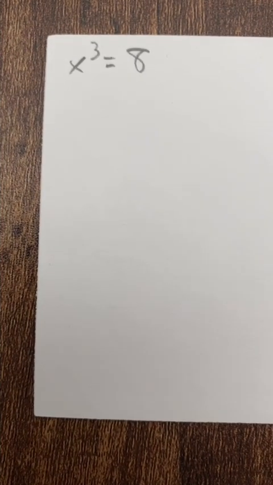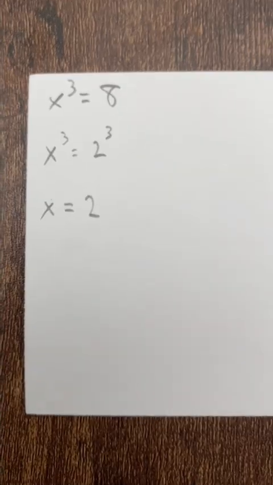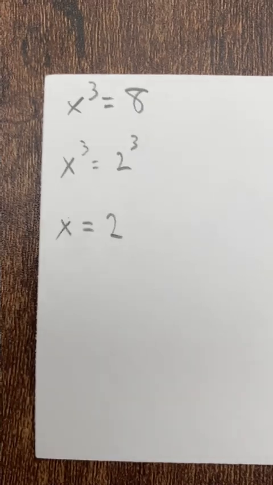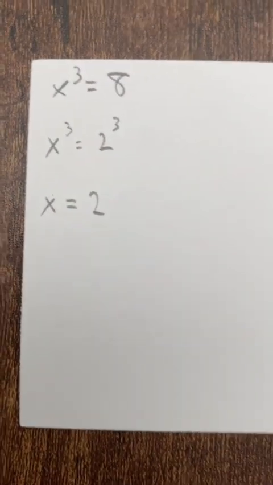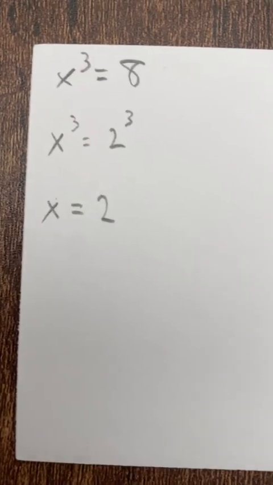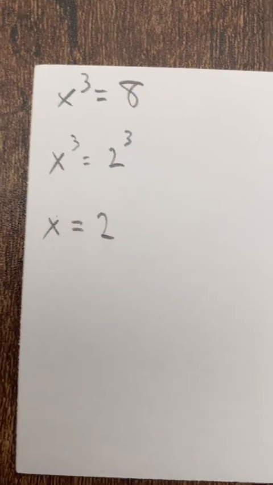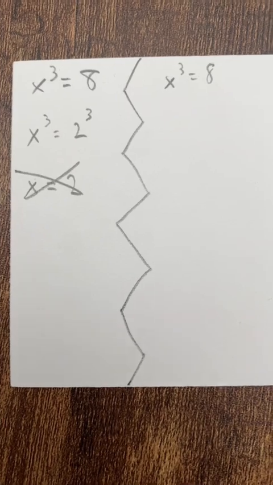So let's take the equation x cubed equals 8. Now obviously 8 equals 2 cubed, so you can rewrite that and you can say that x equals 2, but this isn't actually the full answer if you're looking for all possible solutions of x.